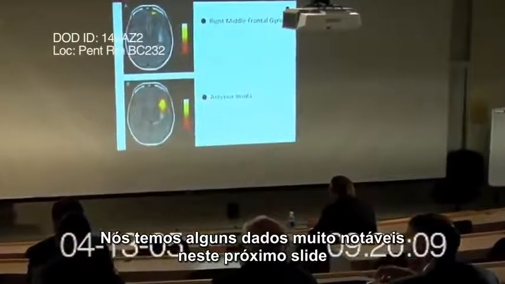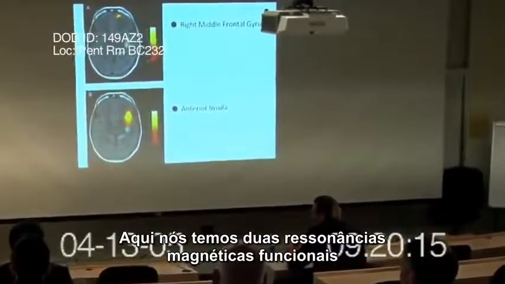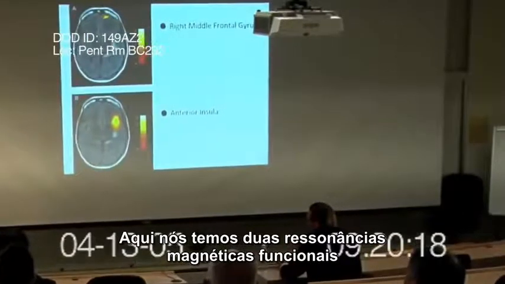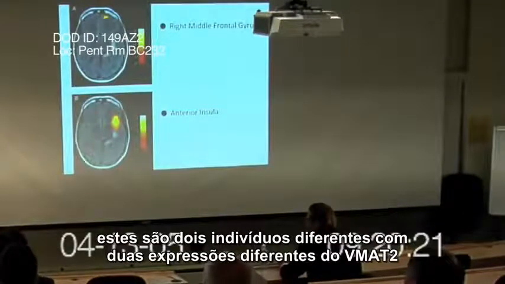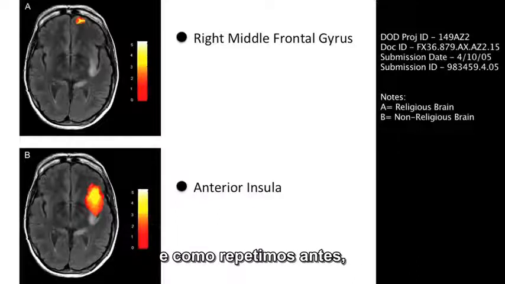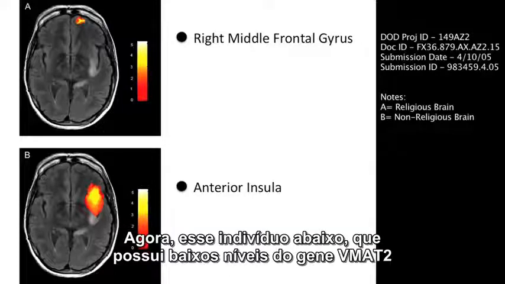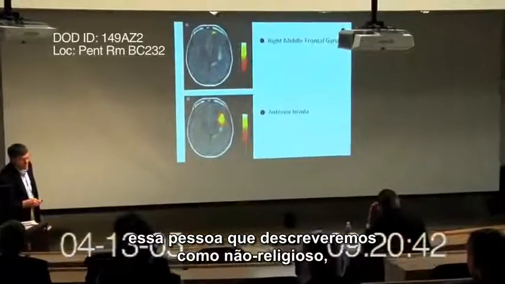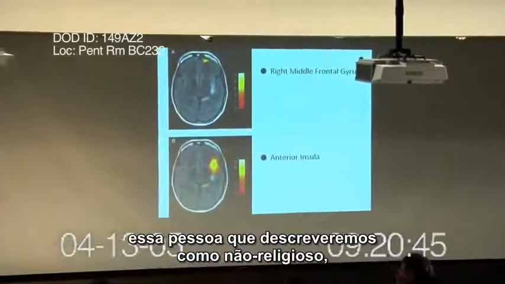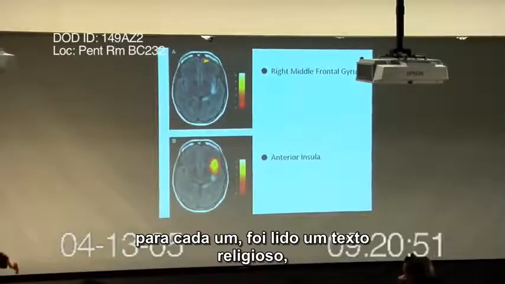So we have some very, very remarkable data in this next slide. Here we have two brain scans. These are fMRIs. These are two different individuals with different levels of expression of VMAT2. On top is an individual who's a religious fanatic, and we've repeated this numerous times, that has high levels of VMAT2. Now, this individual down here who had low levels of the VMAT2 gene would self-describe as not particularly religious. In each case, these individuals were read a religious text.